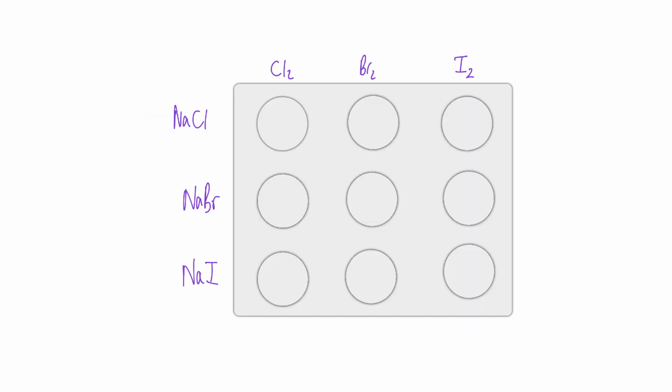In this experiment, we're going to look at the displacement of different halide ions from their solution by halogens. So we've got chloride ions, bromide ions in each of these little spots in the tile, and iodide ions. And then we're going to add to them chlorine, bromine, and iodine. So that is how it's going to work.